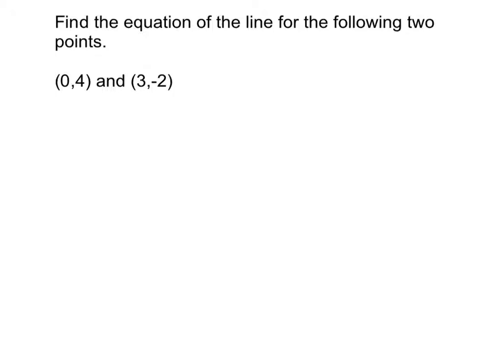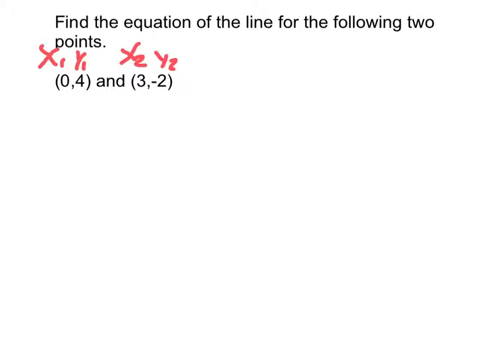Okay, here's a different problem. It says find the equation of the line for the following 2 points. So they're giving us 2 ordered pairs. We don't have our slope. We're going to have to figure out what the slope is for this line first. So this is my ordered pair that they gave me first. So I'm going to go ahead and call it x1 and y1 right here. And then my 3 and -2, that's the second point they gave me. So I'm going to call that one x2 and y2.